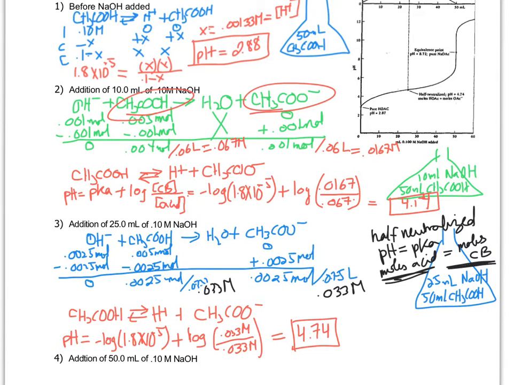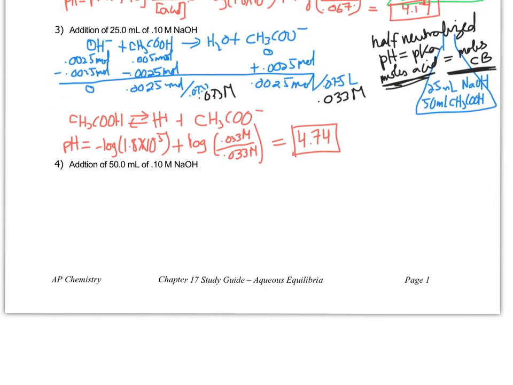All right, let's look at when we add 50 milliliters of base. Well, oops, you can kind of already tell, right? Because we just said 25 milliliters is half neutralized, so 50 milliliters would be neutralized. So let's try that one. Now I have 50 milliliters of my acetic acid and 50 milliliters of the NaOH. What's going to happen? A reaction between the two. So let's write out our reaction.